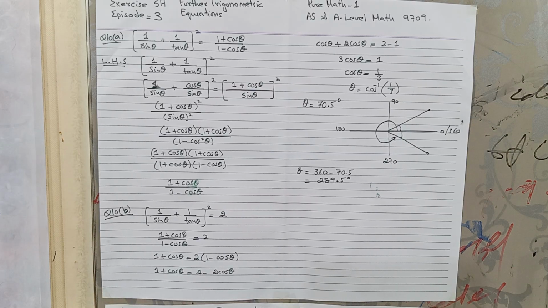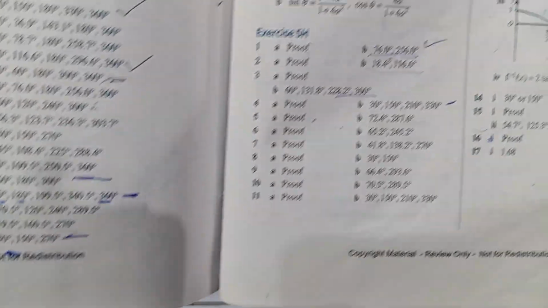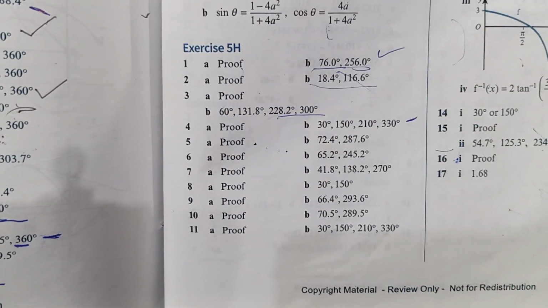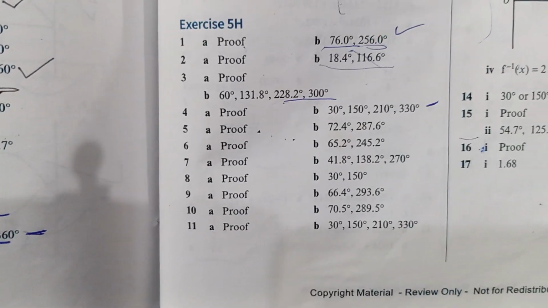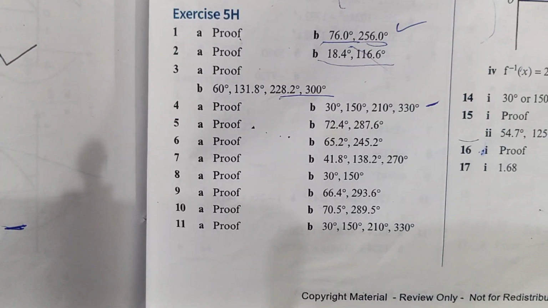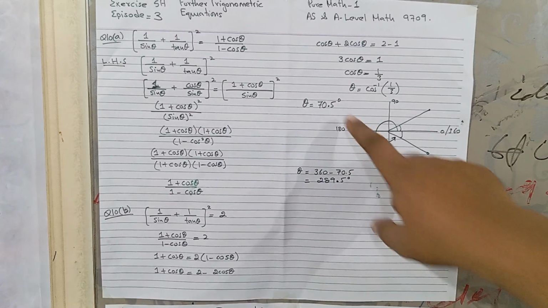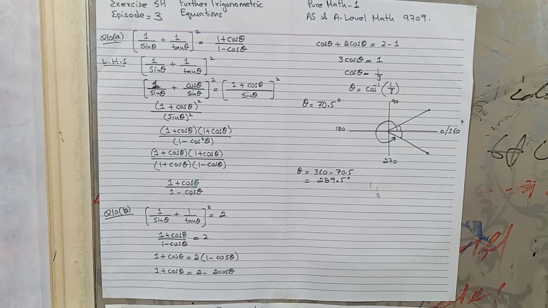Let me show you the answer. Exercise 5H, question number 10. There are two answers, 70.5 and 289.5, and our answer is right. So this is how you will do question number 10 of exercise 5H.